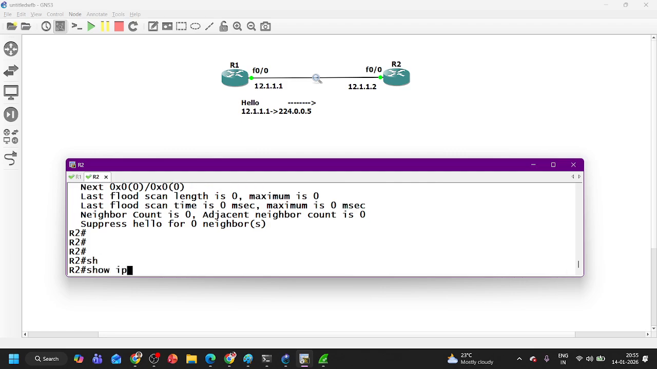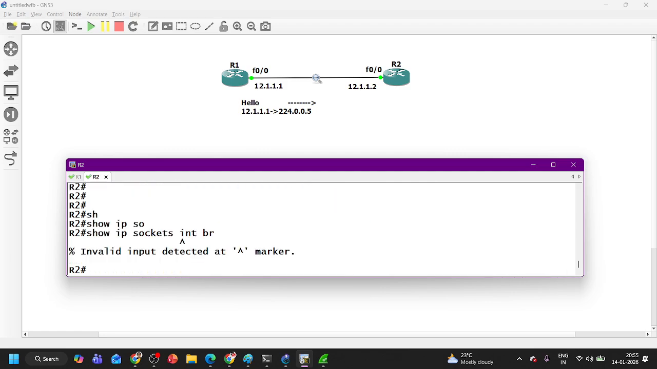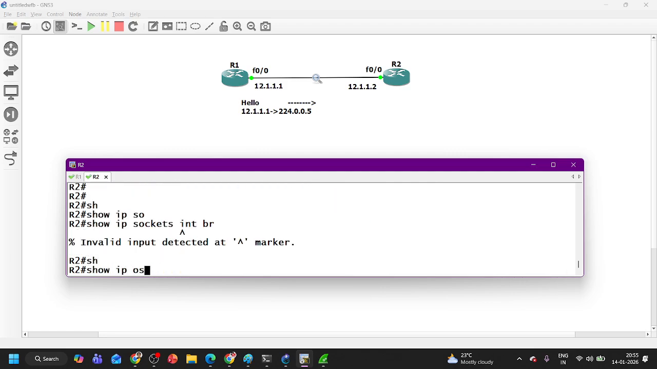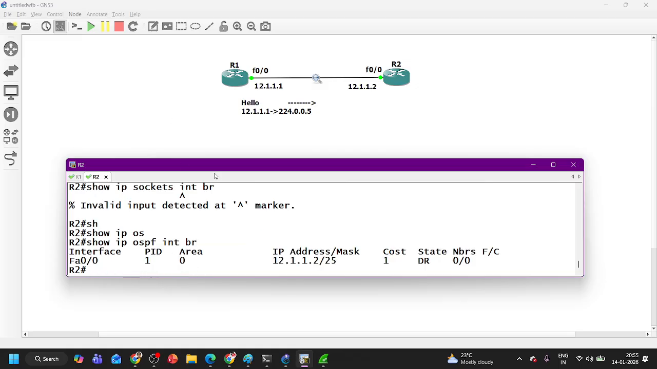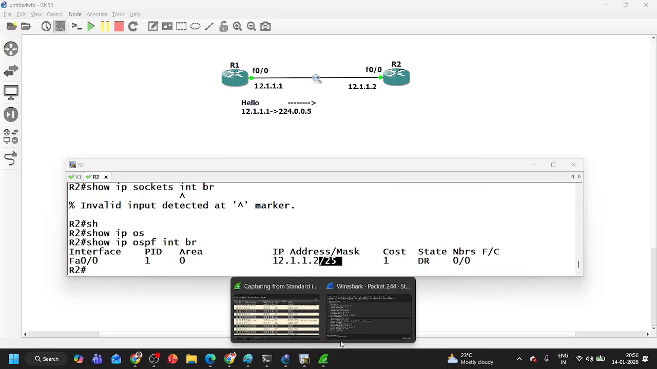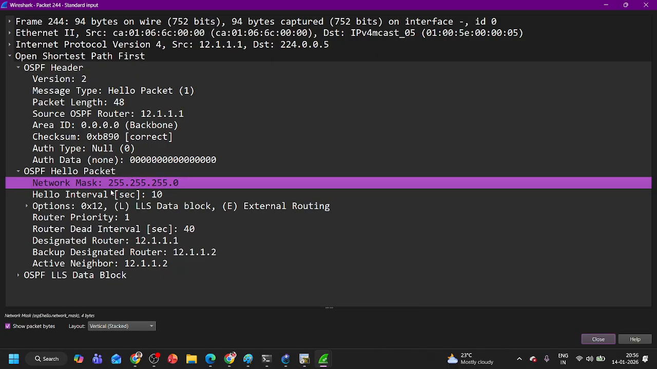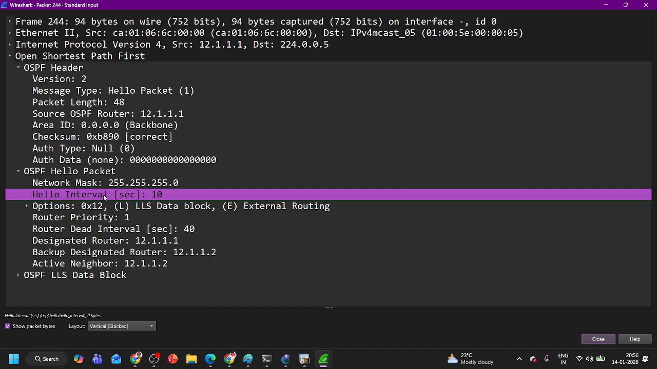And here also, show ip ospf interface brief. So what you will verify here with the help of this command is that the area ID must be the same, and the subnet mask must be the same. The third parameter which must match is hello time and dead interval. There is no requirement of hello time and dead interval matching in EIGRP, but in OSPF hello time and dead interval must be the same.